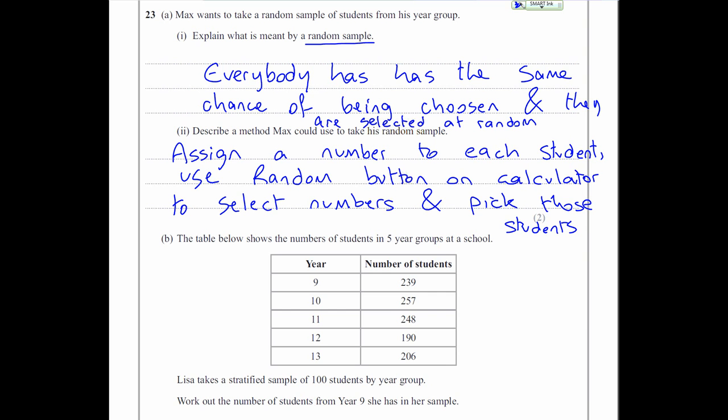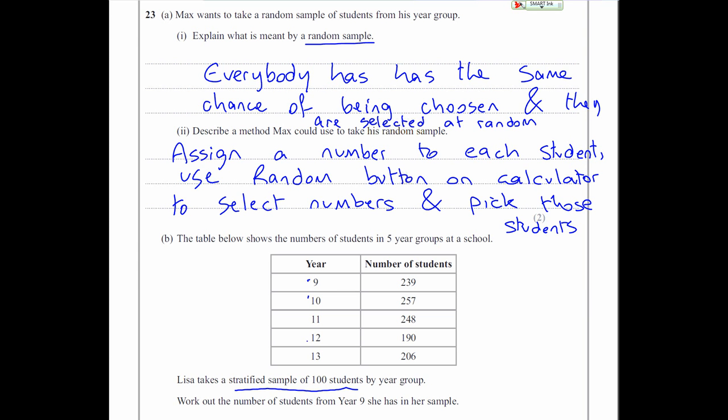Right, the table below, part B, shows the number of students in five year groups at school. So we've got year 9, year 10, 11, 12, 13. Lisa takes a stratified sample of 100 students. Work out the number of students from year 9 she has in her sample.